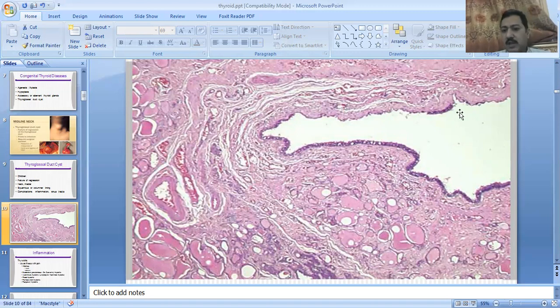This one is the cyst. The lining epithelium is cuboidal epithelium, and here the epithelium is attenuated. So this was all about the thyroglossal duct cyst histology.